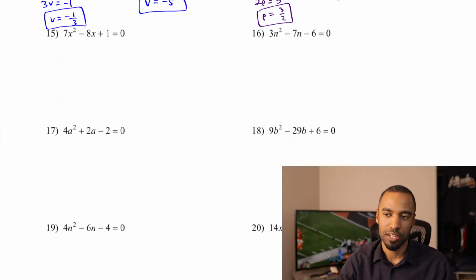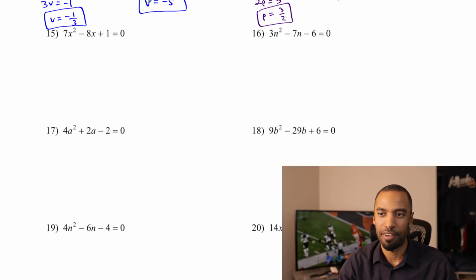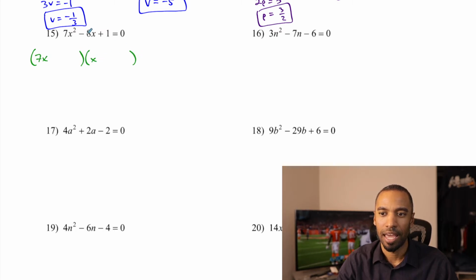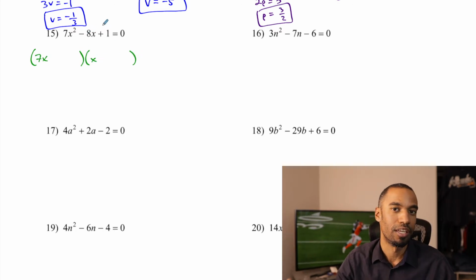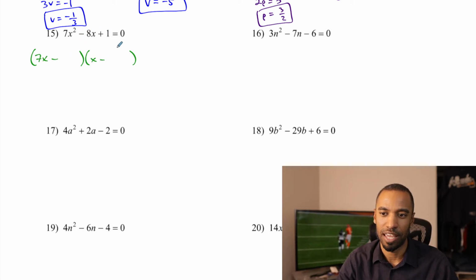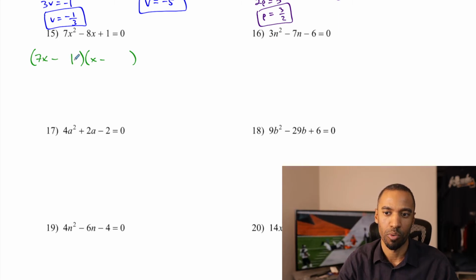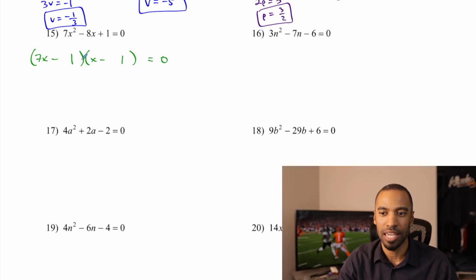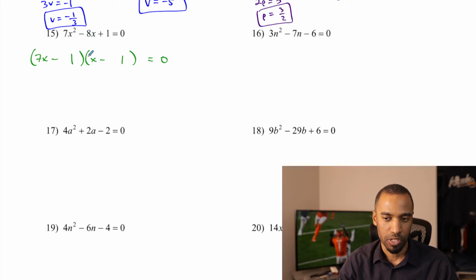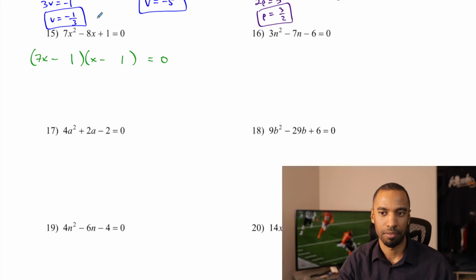All right, number 15, set in standard form, set equal to 0, no common factors. Let's go to the factoring. Let's try 7x times x because 7 is a prime number there. And listen, positive product, negative sum means negative, negative. 1 is only possible with 1 times 1. If this isn't it, then we can't factor it. Let's see if that works. 7 times negative 1 is negative 7. 1 times negative 1 is negative 1. Negative 7 minus 1 is negative 8. All right, that's it.